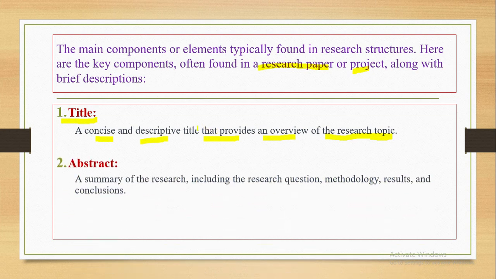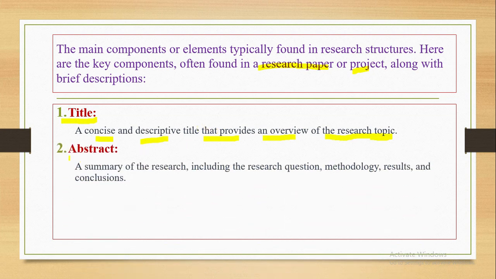Number two, abstract. Abstract is the next structure of the research. After you complete your research, you should summarize your research paper. The summarized form of the research paper is known as the abstract. An abstract is a summary of the research, including the research questions.